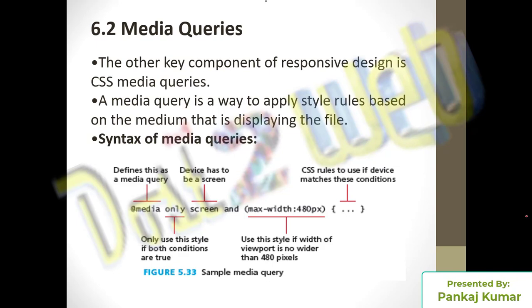Then what are media queries? Media queries are a key component in CSS. Whenever you are going to build a responsive design, you have to define the media query in the CSS. A media query is a way to apply style rules based on the medium on which you are going to display your file, as I mentioned. That means you have to define which screen size you are going to display on. And how will it be there?